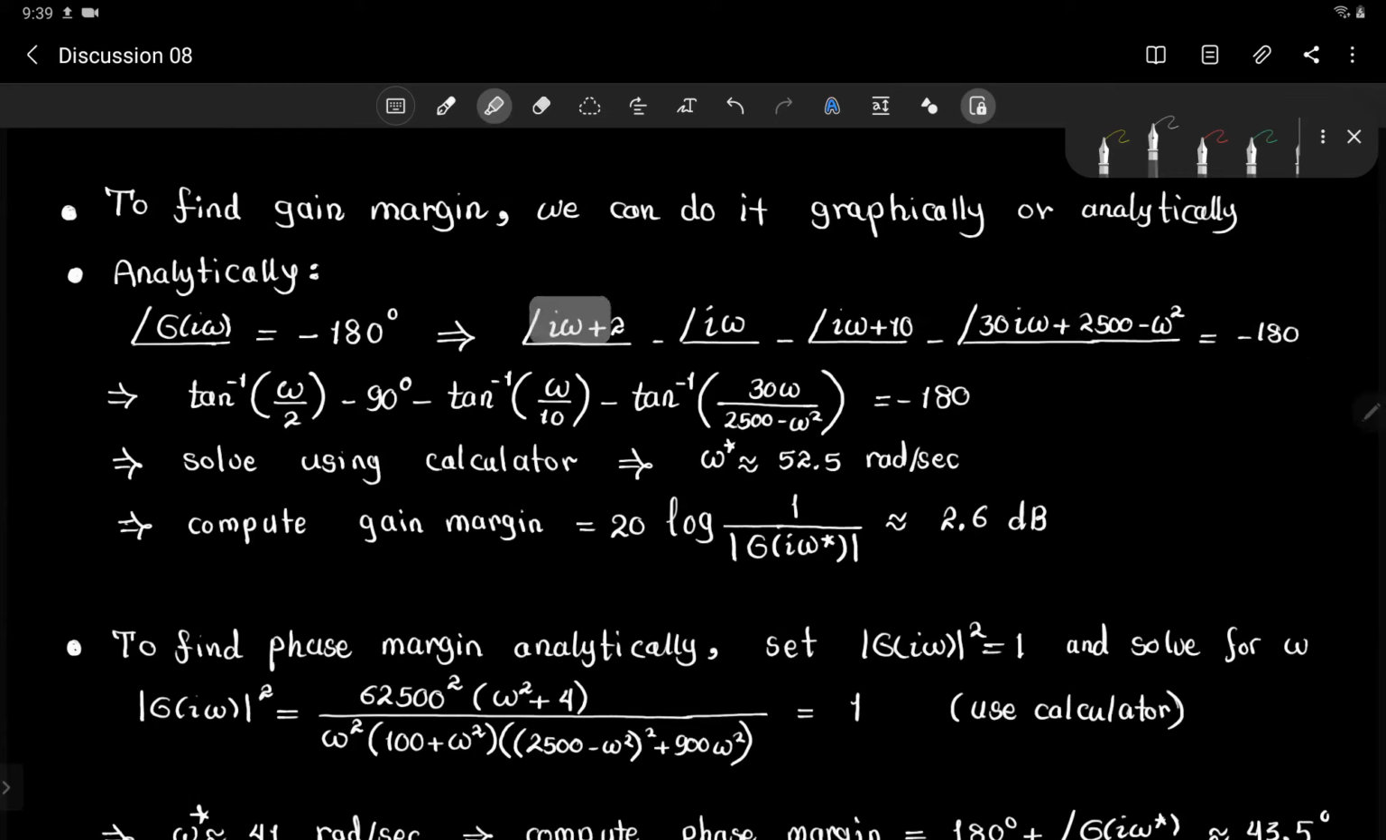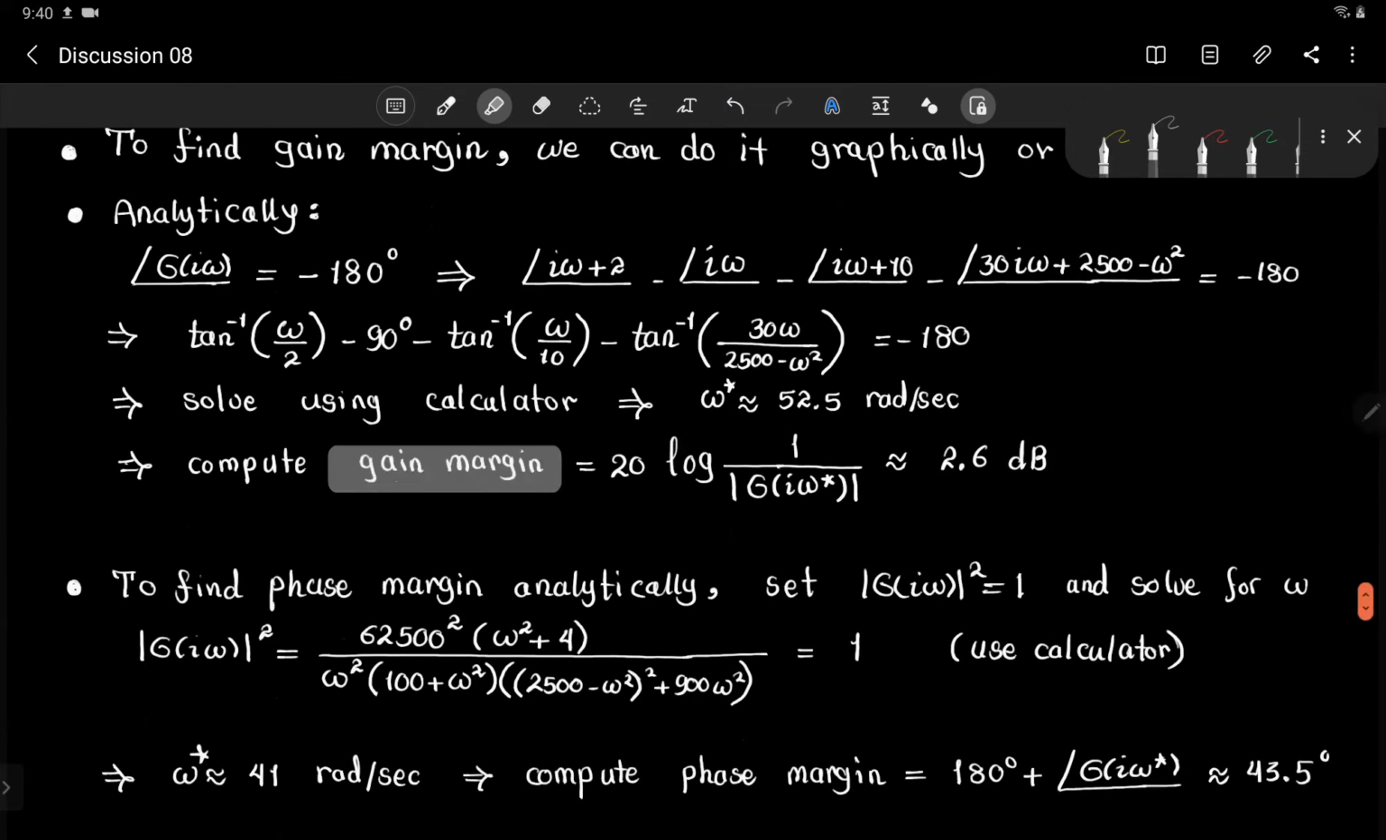So the phase of this factor is tan inverse of omega divided by 2, right? And then the phase of i omega is just going to be equal to negative 90 degrees, and then minus tan inverse omega divided by 10, minus tan inverse of this term here. All of this needs to be equal to negative 180. Then we solve using a calculator. That will give us the critical frequency, which should be 52.5 radians per second.